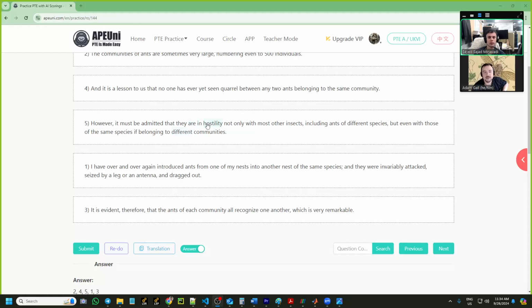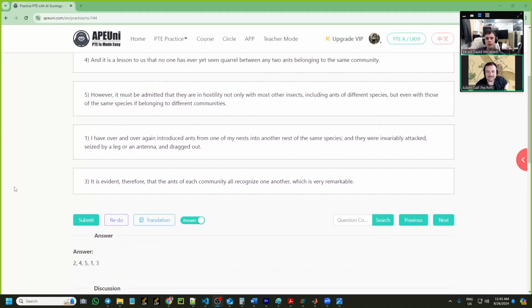So okay, ants don't fight with ants from their nest, but they do fight with other insects, ants of different species, and even ants from different nests of the same species. They're actually very aggressive, but just not with each other in their nest.